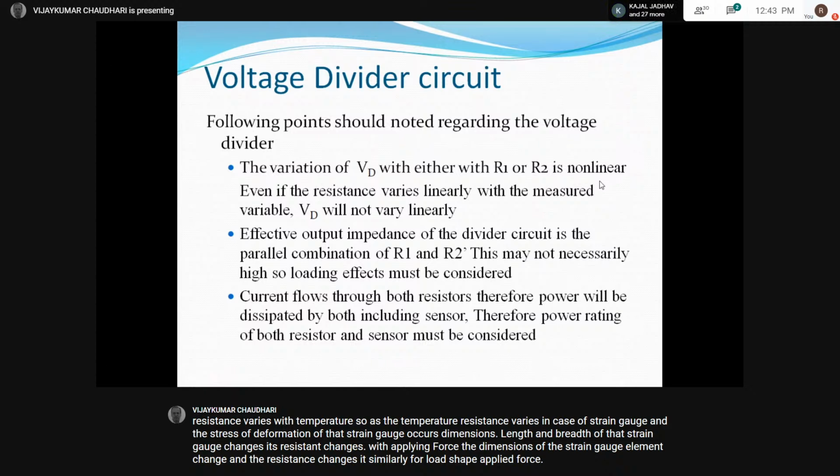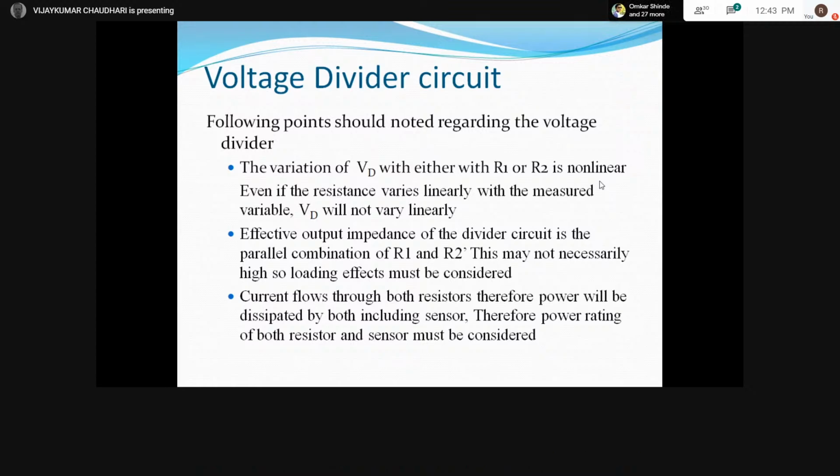The first thing is that R1 itself can be linear or non-linear. Like in thermistors, we have to linearize it. In case of RTD, it's almost linear within the range. But in case of thermistors or strain gauges or other devices, the resistance itself is non-linear. But even though resistance varies with the parameter linearly, VD will not vary linearly.